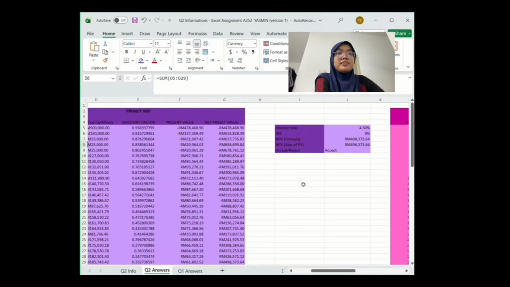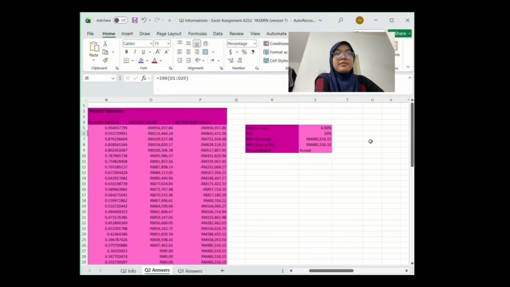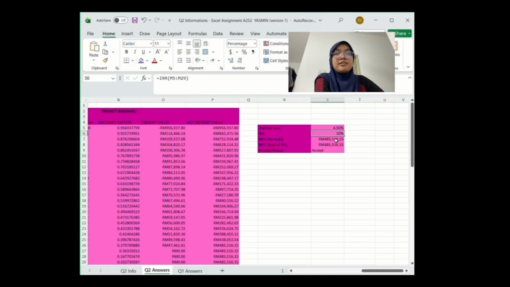Moving on, I calculated the internal rate of return, commonly known as IRR. I applied Excel's native IRR function, which solves for the exact discount rate where net present value drops to 0. For Project Seri, the calculated IRR is 9%, and for Project Vakavali, the IRR is 10%. Given that both results surpass the 4.5% hurdle rate, both proposals satisfy our basic yield threshold. While Project Vakavali achieves a slightly higher percentage return, IRR should not be relied upon on its own due to non-conventional cash flow distributions.